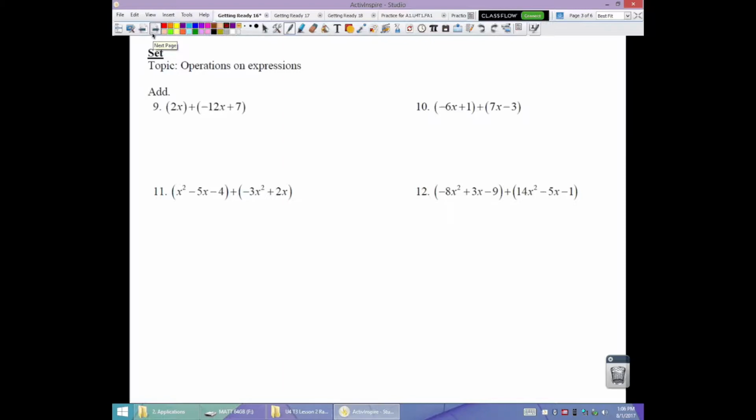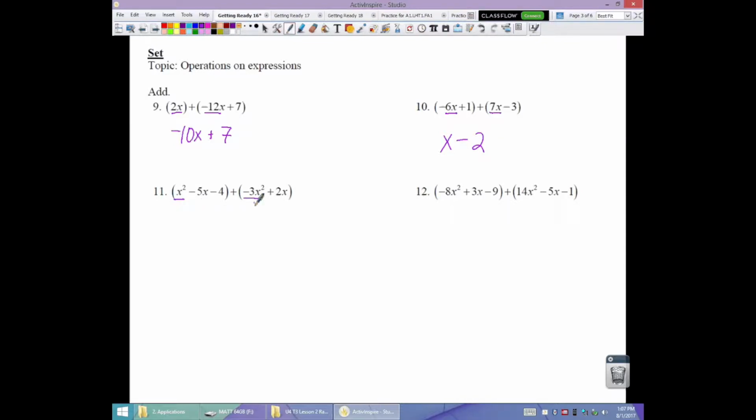All right, and lastly, we just are going to add and subtract some polynomials. So for addition, we know the parentheses mean absolutely nothing to us. We're just going to jump right into combining like terms. So 2x and negative 12x is negative 10x, and then I still have a plus 7. Negative 6x and 7x is 1x. 1 and negative 3 is minus 2.